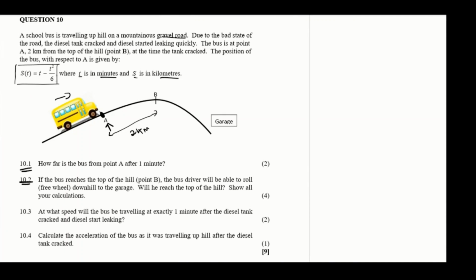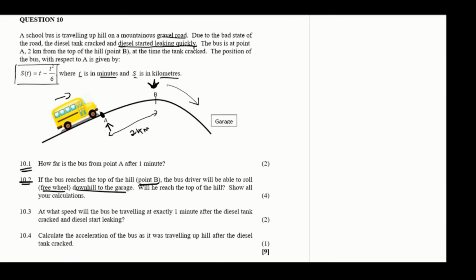If the bus reaches the top of the hill at point B, the bus driver will be able to roll freely down the hill to the garage. So if the bus reaches this point here, it will just roll towards the garage, since we were saying that the bus is leaking diesel, right?